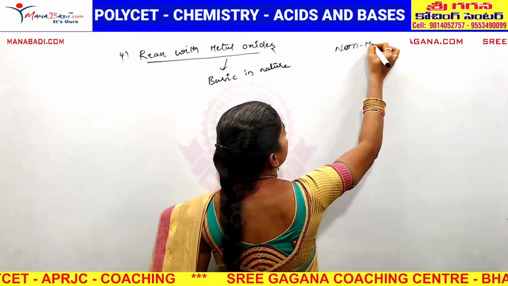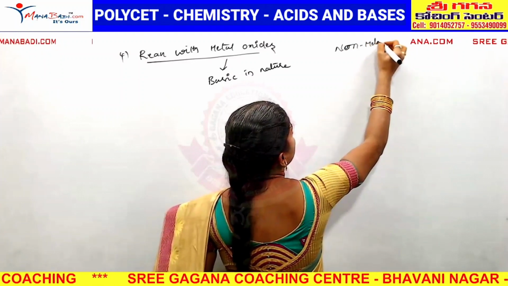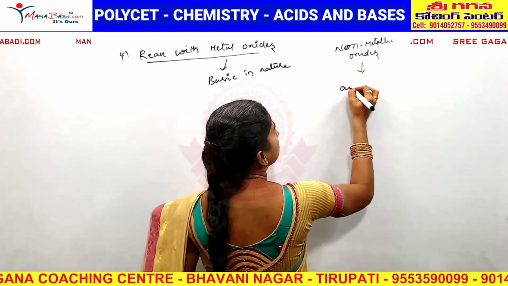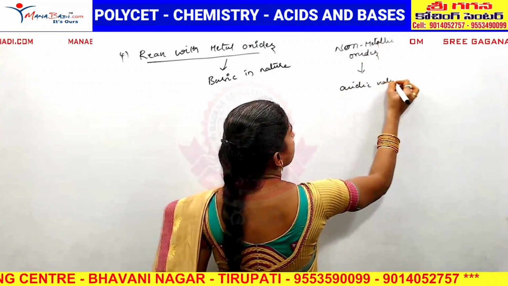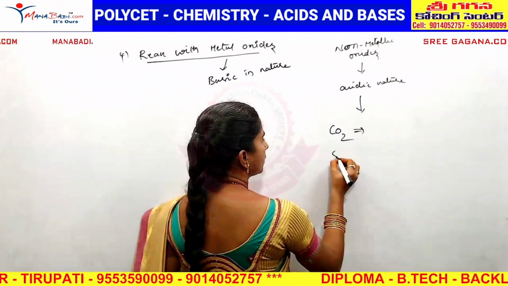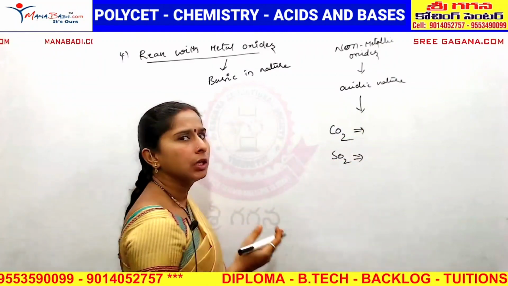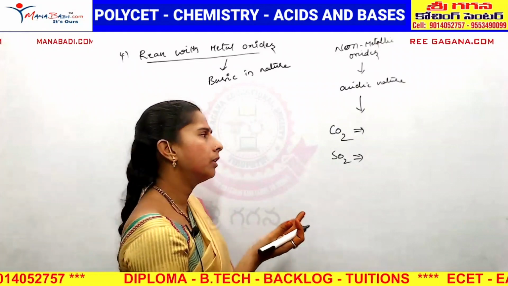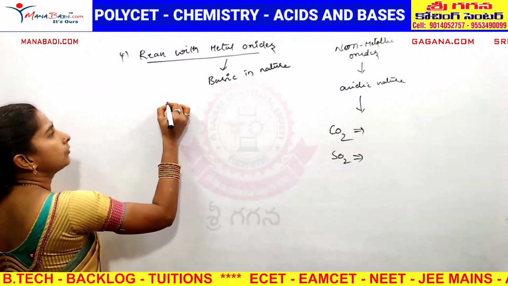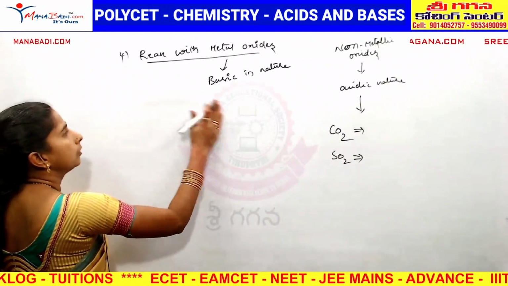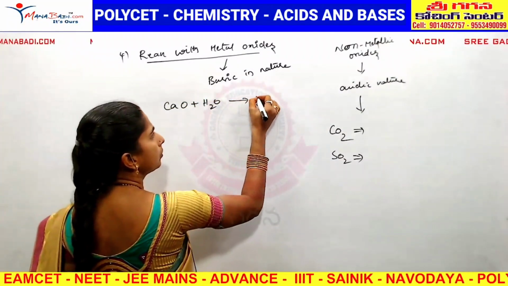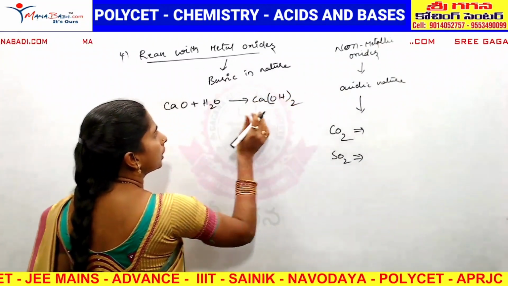Non-metallic oxides are acidic in nature. For example, CO2 is acidic in nature and SO2 is acidic in nature, because if they are dissolved in water, they form acid, so they are acidic in nature. Metal oxides, if they are dissolved in water, for example CaO, when it dissolves in water, it forms Ca(OH)2, so it is basic in nature.